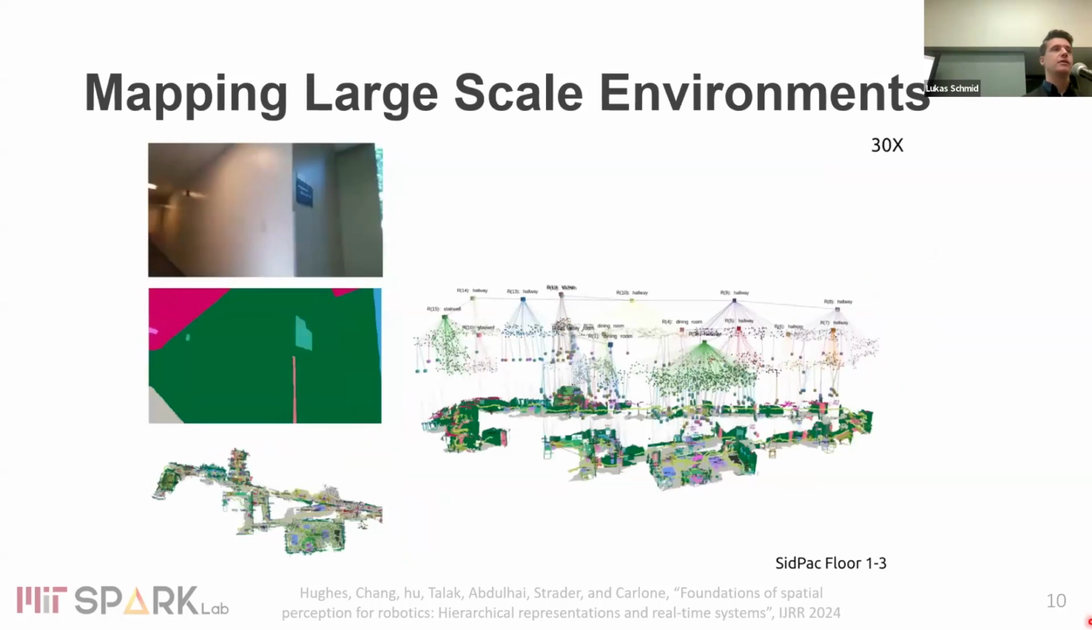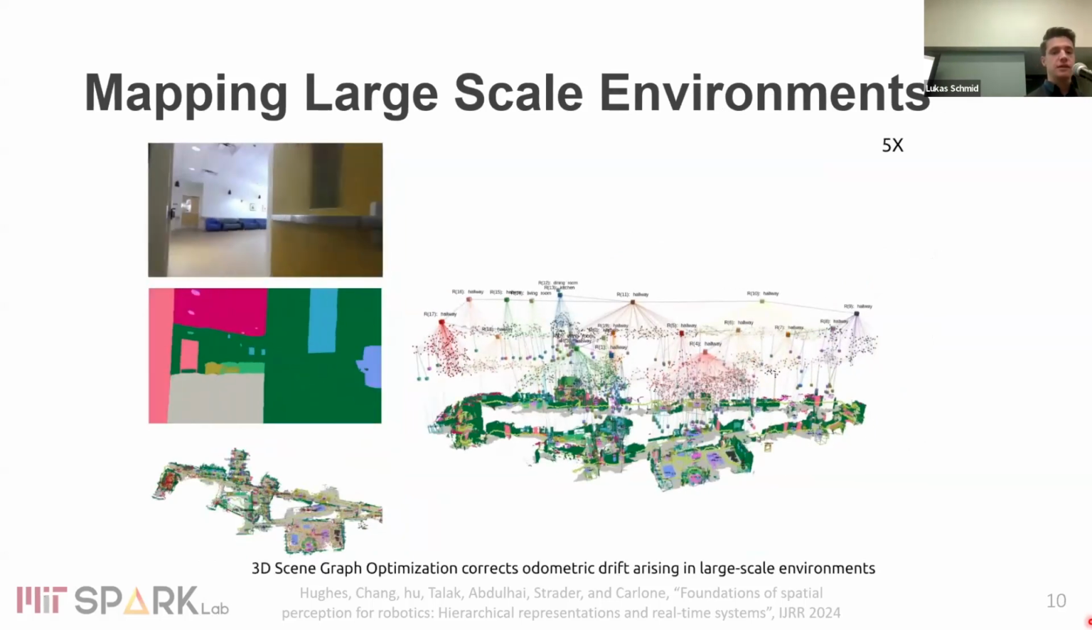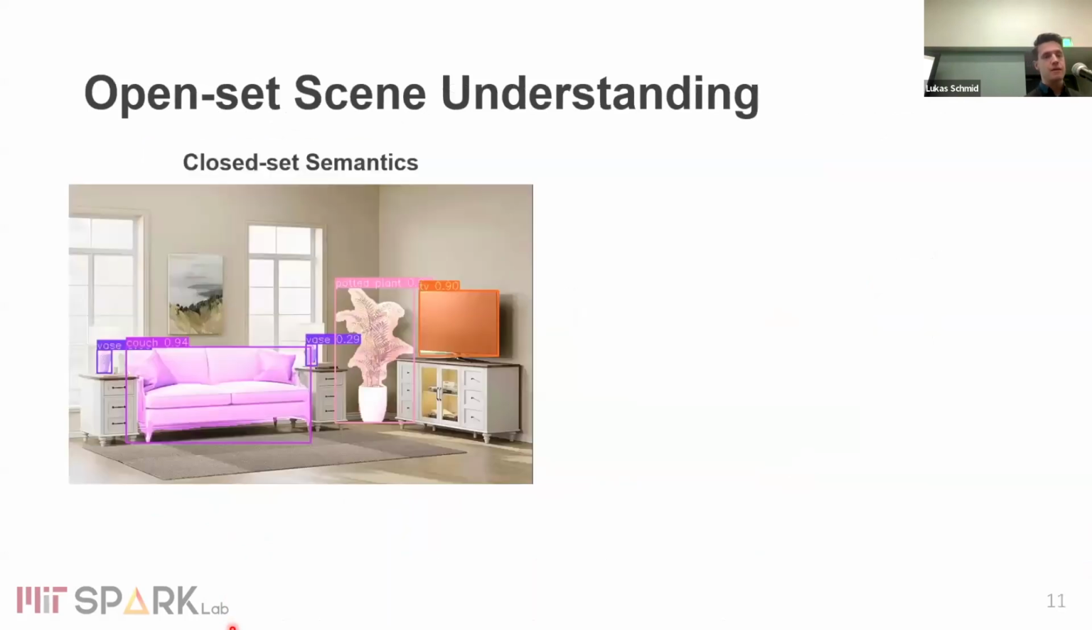And we can also use the hierarchy to really scale this to large scale spaces, where you can see here in the bottom, loop closure will be detected, and we align all of these things to have one single persistent, globally consistent representation. Now, traditionally, this has been done in a closed set semantics kind of way, where you know a priori what are the symbols you care about.